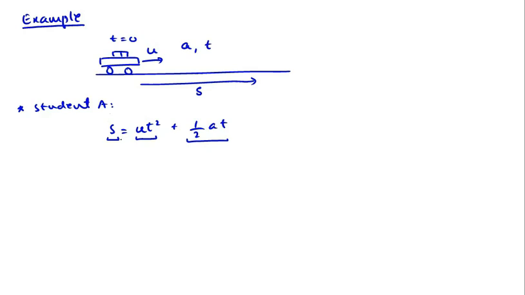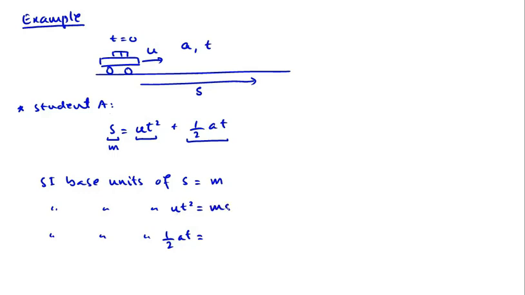So let's calculate SI base units of each term now. SI base units of the first term s, SI base units of the second term ut squared, and SI base units of the third term half at. Students, SI base unit of the first term s, which is distance, is meter. SI base units of the second term ut squared are equal to SI base units of initial velocity u, which are meter per second, times SI base unit of t squared, which is second squared.